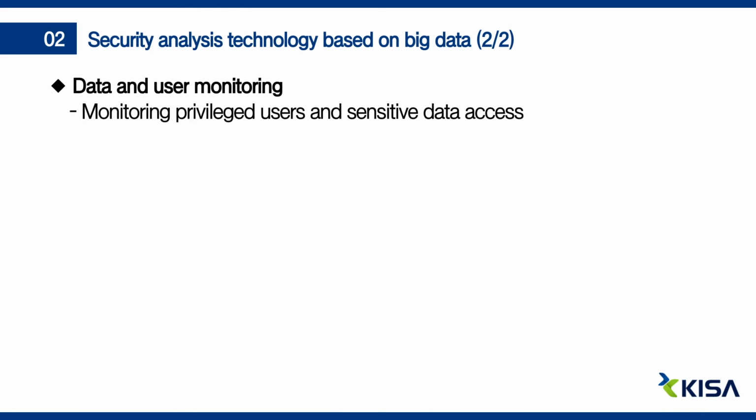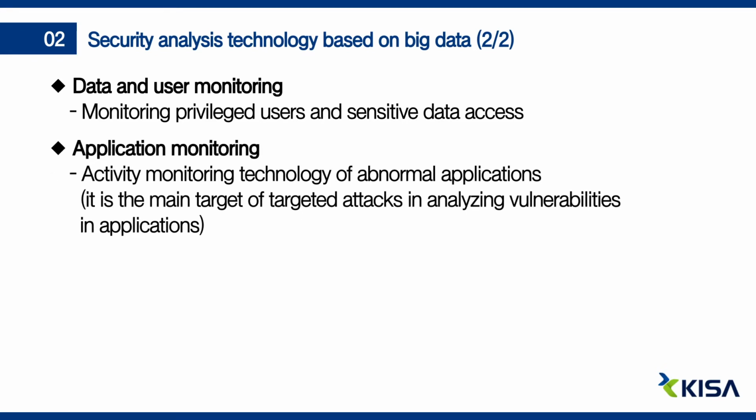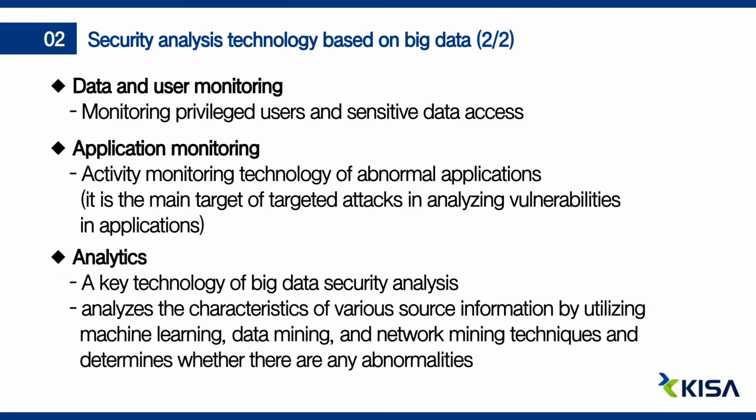Monitoring user activity and data, including user and data context, is essential to detect penetration and misuse. It requires essentially monitoring privileged users and sensitive data access. The fifth one is application monitoring. This is the activity monitoring technology of abnormal applications, as it is the main target of targeted attacks in analyzing vulnerabilities in applications. The sixth one is analytics.